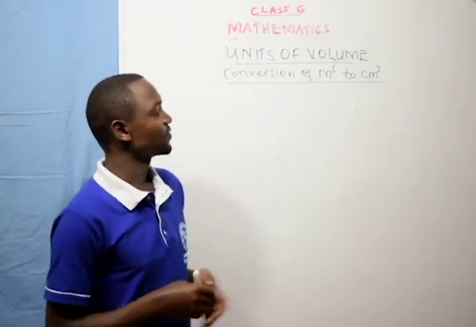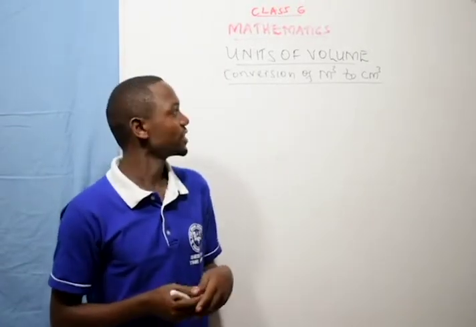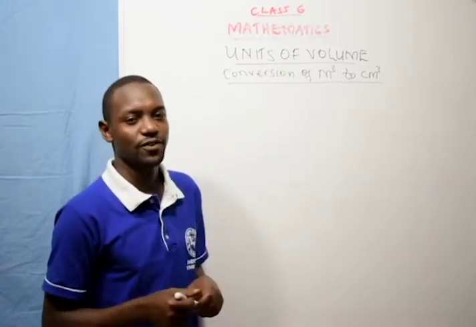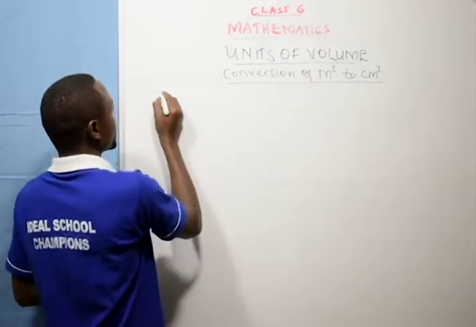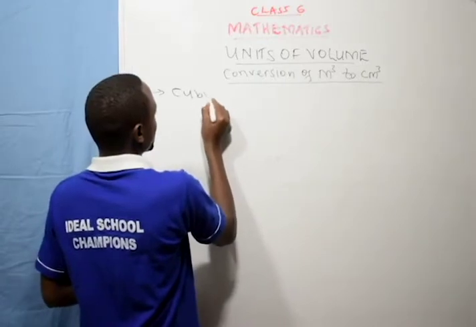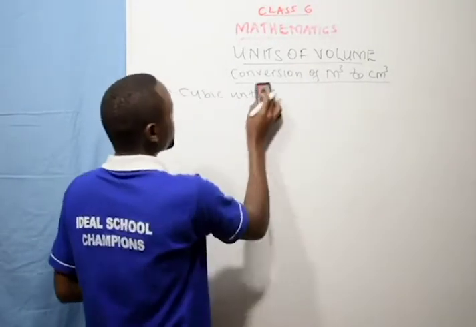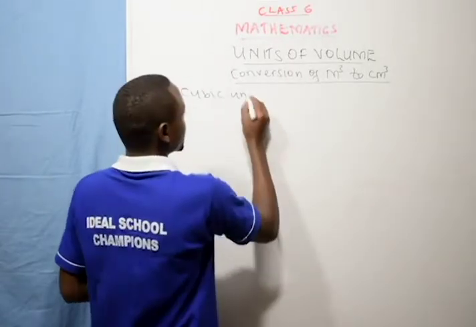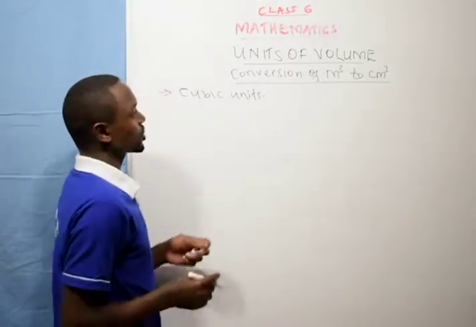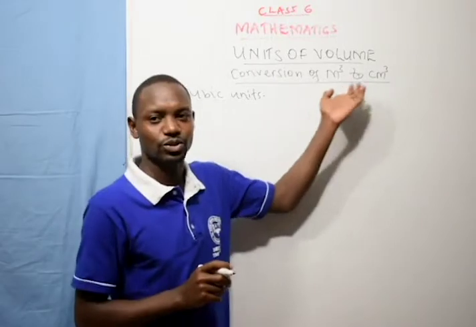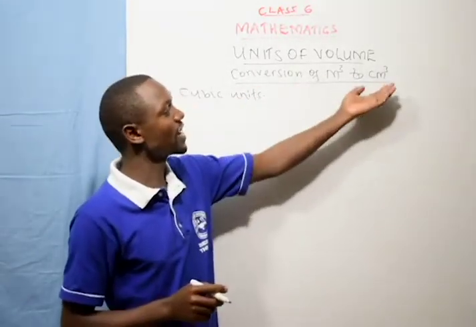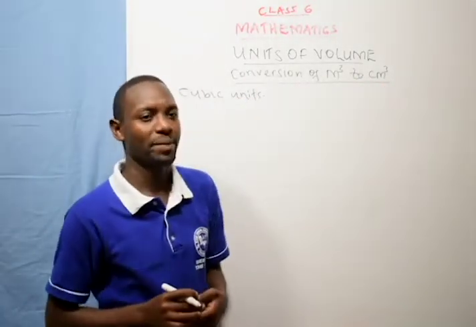We are looking at the volume of cubes and cuboids, and we say that the volume is given in cubic units. So these cubic units can either be cubic meters or cubic centimeters. So how do we convert cubic meters to cubic centimeters? And how do we convert cubic centimeters to cubic meters?